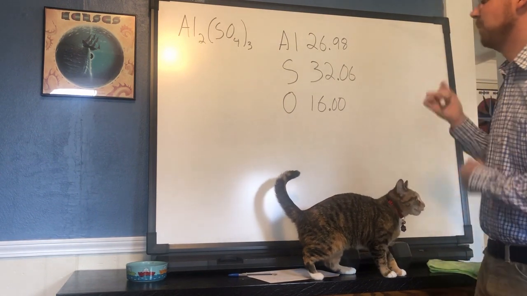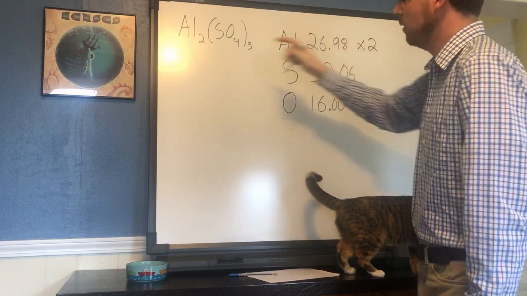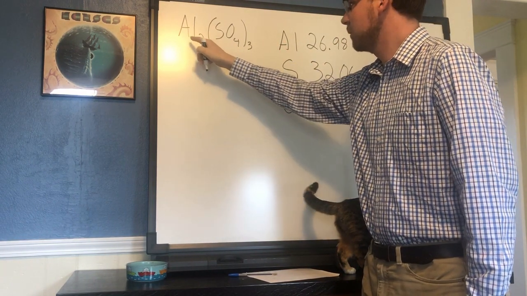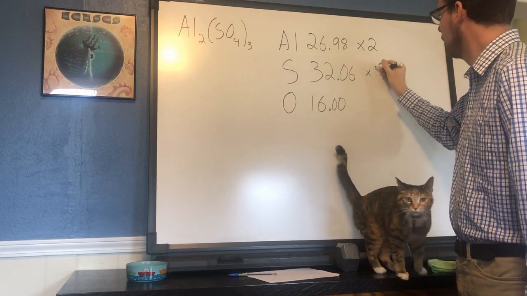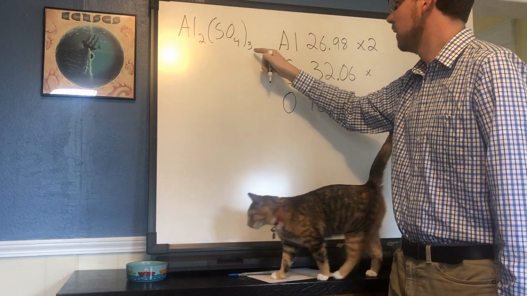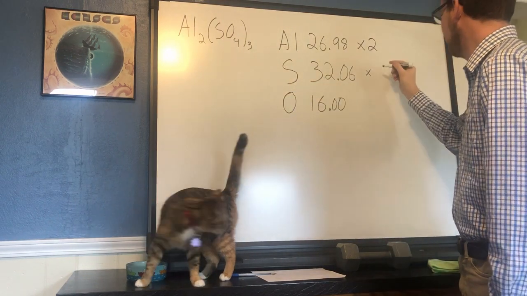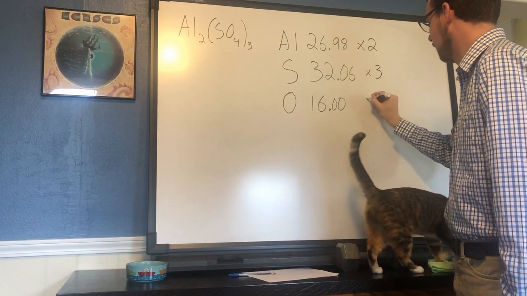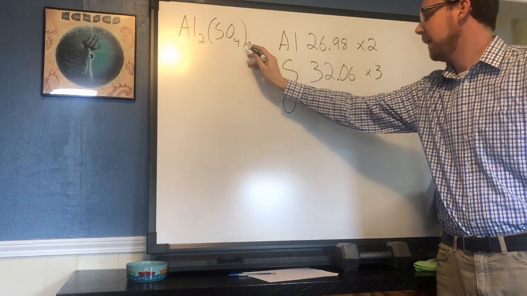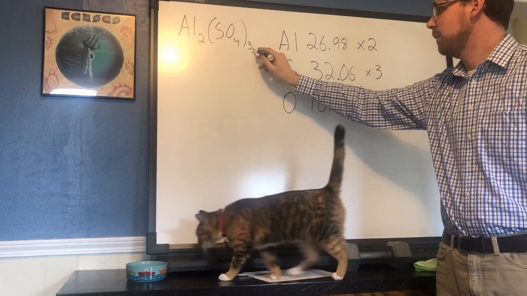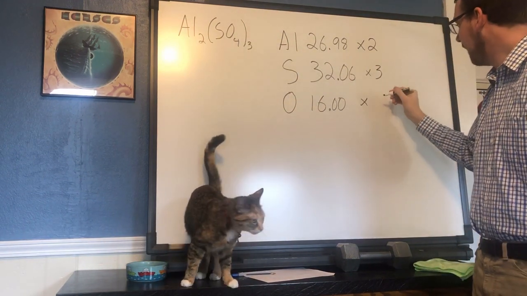You're right, Siggy. There are 2 aluminum atoms from our subscript behind the aluminum. There are 3 sulfur atoms. The 3 outside of this parentheses applies to everything inside. And there are 12 oxygen atoms, where we take our subscript of 3 times our subscript of 4 to get our total of 12 oxygen atoms.